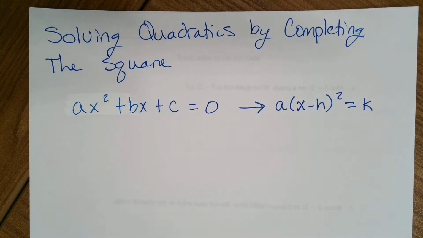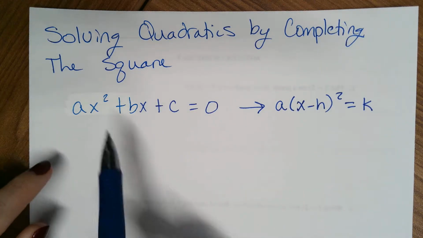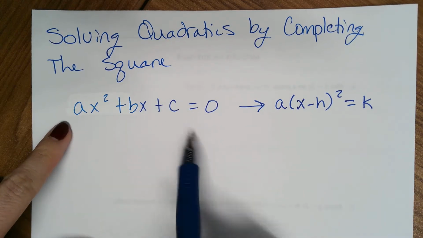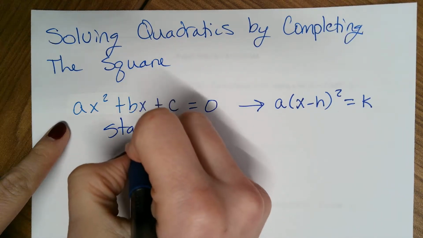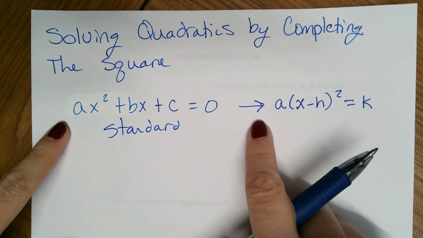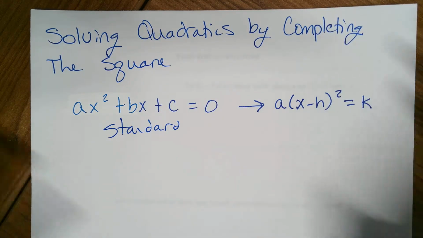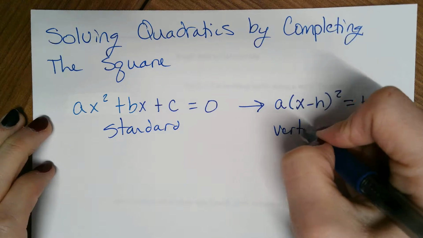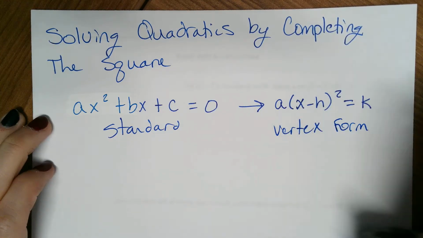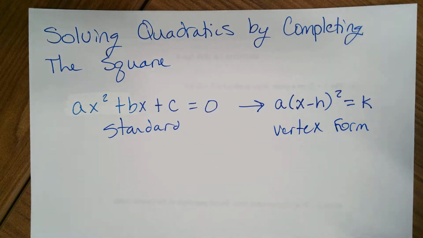Alright, so solving quadratics by completing the square. When we solve a quadratic by completing the square, we first want the quadratic to be in the standard form. And we're looking to get it into the completed square form, which later we'll talk about as vertex form. So let's streamline it, and I'll call it vertex form. We'll do that by completing the square.